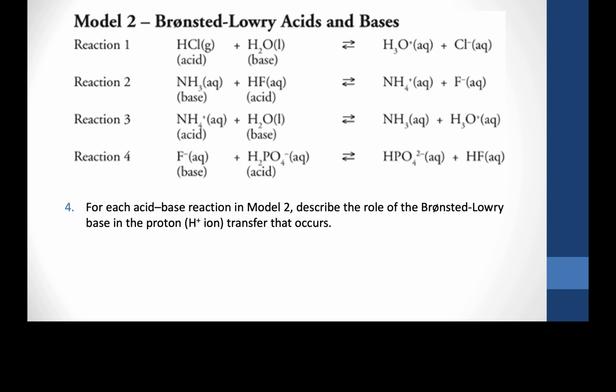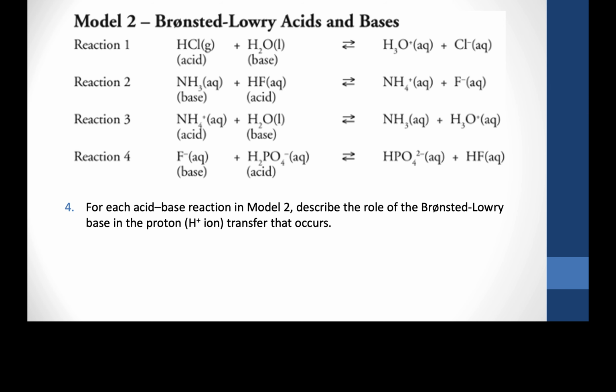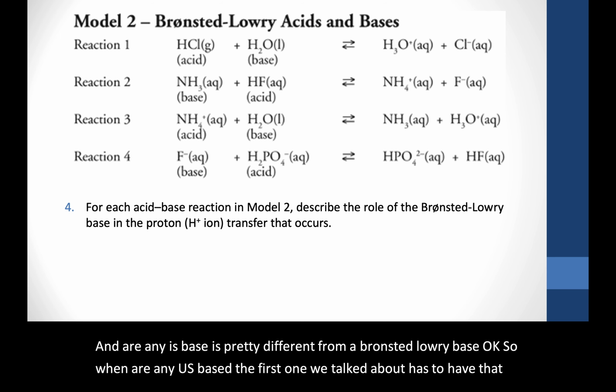Key point. Now we've talked about two different ways we can classify acids and bases. Remember, Arrhenius acids have a hydrogen ion, so that is very similar to Bronsted-Lowry acids, which donate an H plus ion in solution. An Arrhenius base is pretty different from a Bronsted-Lowry base. The first one we talked about has to have that OH minus, that hydroxide anion at the end. But that's not true about Bronsted-Lowry bases.